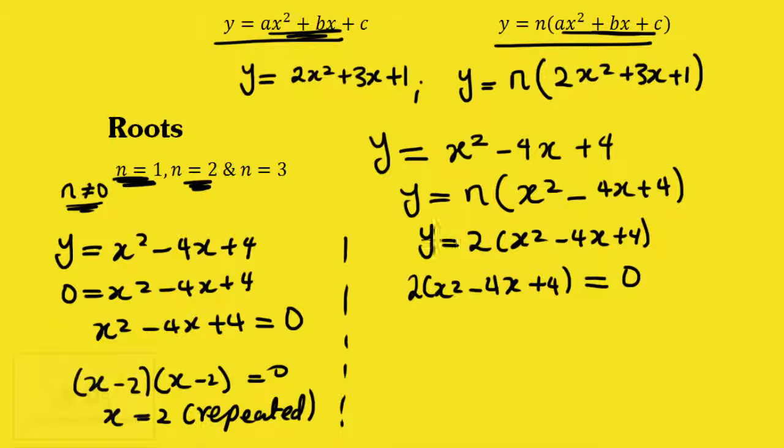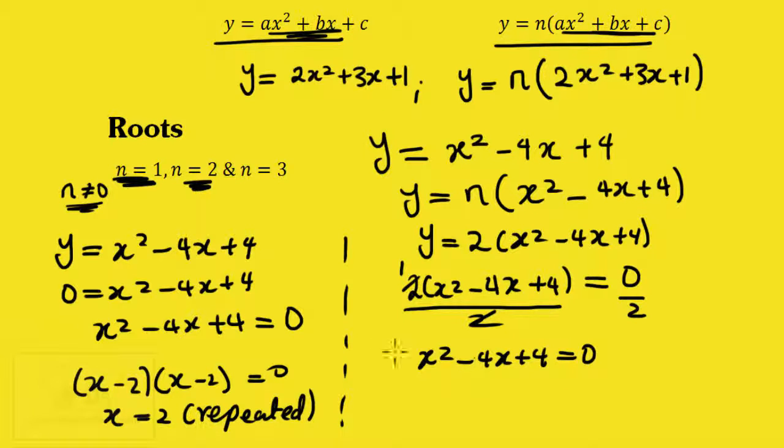So y has been set to 0, and I've just swapped left hand side and right hand side. This is what we have. Now, let's divide both sides of this equation by 2. I'm going to divide this side by 2, divide this side by 2, 2 and 2 into 1, 0 over 2 is 0, so we have x squared minus 4x plus 4 equals 0.